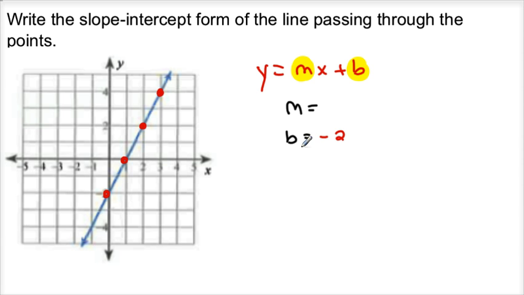If we're going from one point to the other, it goes up 4. So it goes up +4. And it goes to the right 2, so +2 in my denominator. And +4 over +2 simplifies to 2. Beautiful, let's plug in. So y equals 2x.